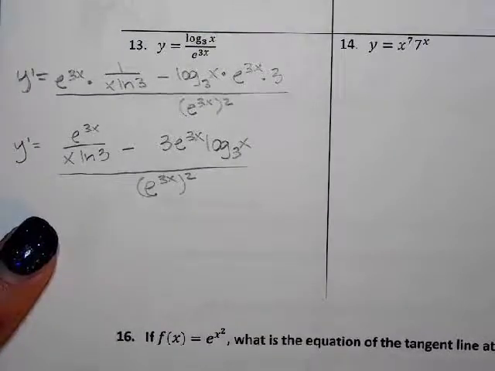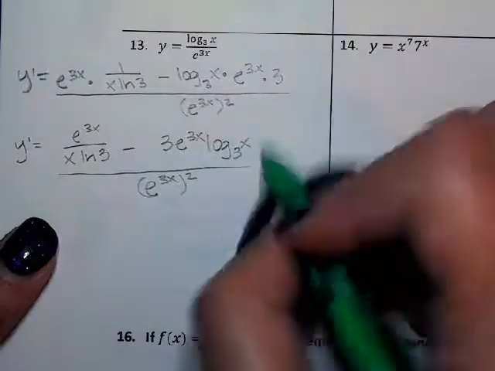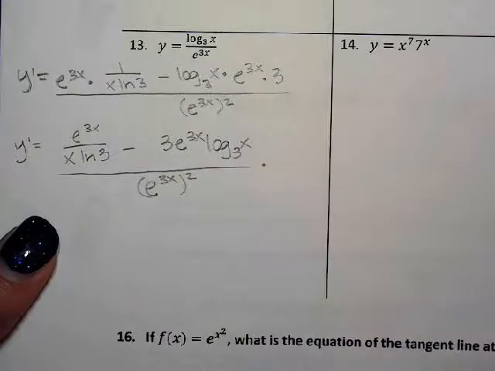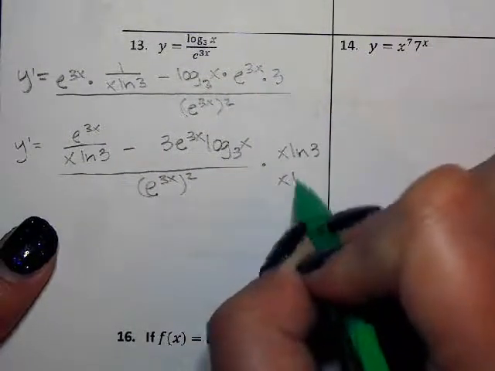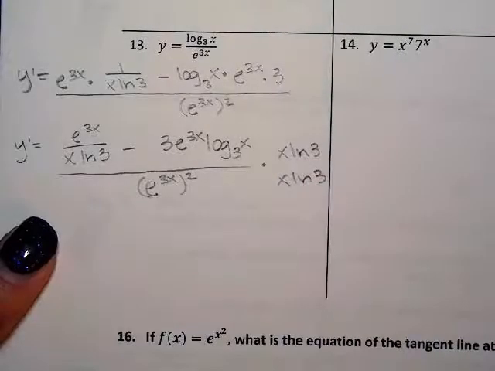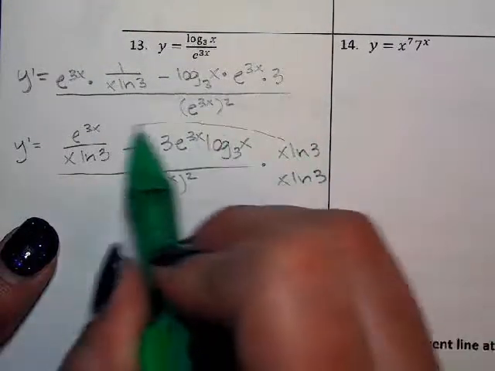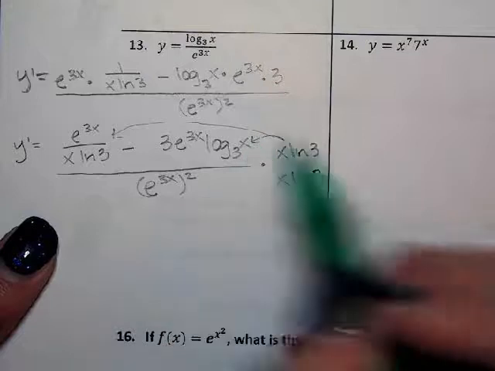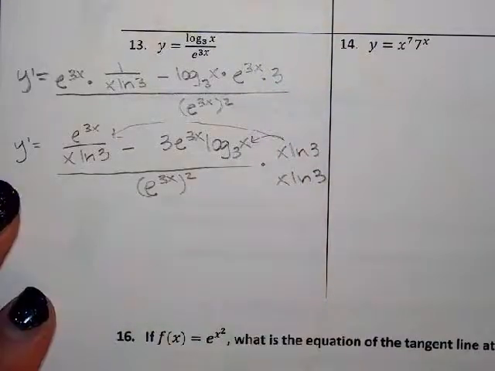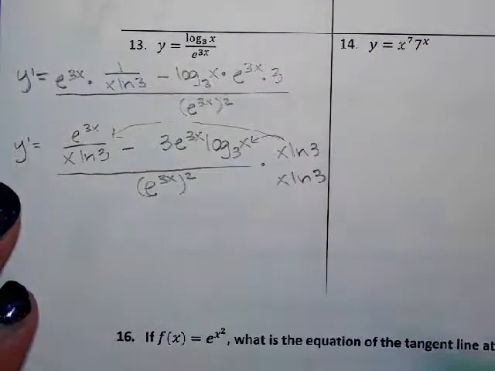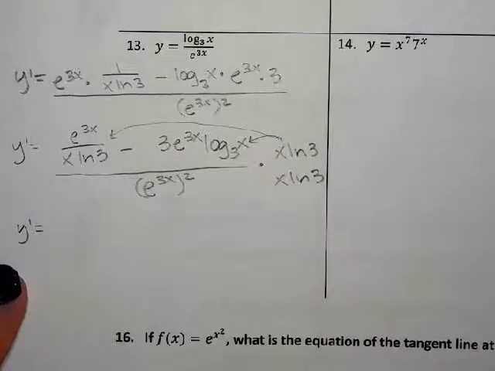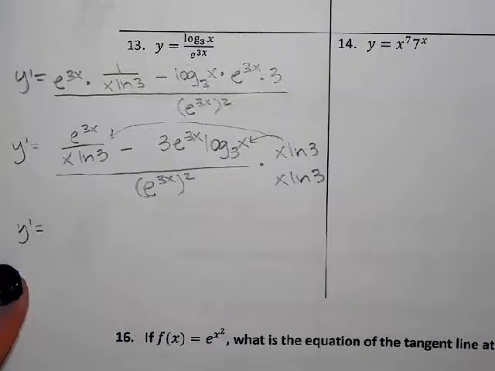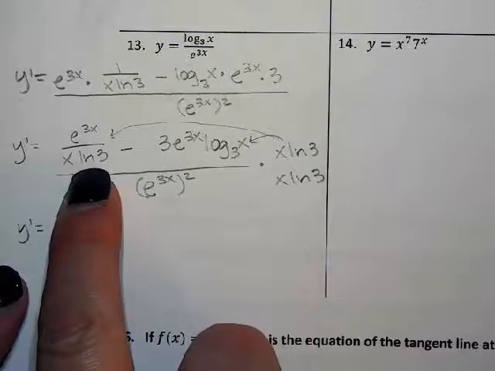Yeah, so a little bit easier than finding a common denominator is just multiplying by the x ln 3 on the top, multiplying by x ln 3 on the bottom. It looks worse than it is, right? Remember, these always look worse than they are. So what do we get for the first term?